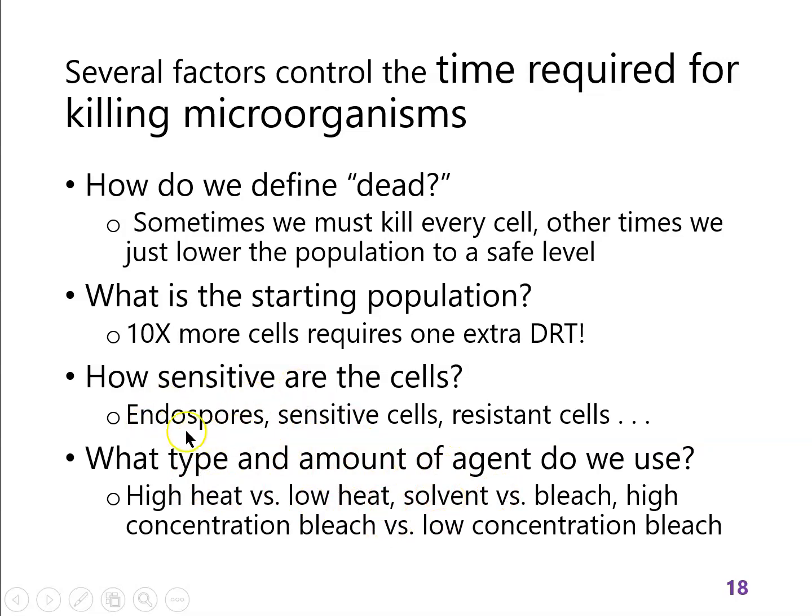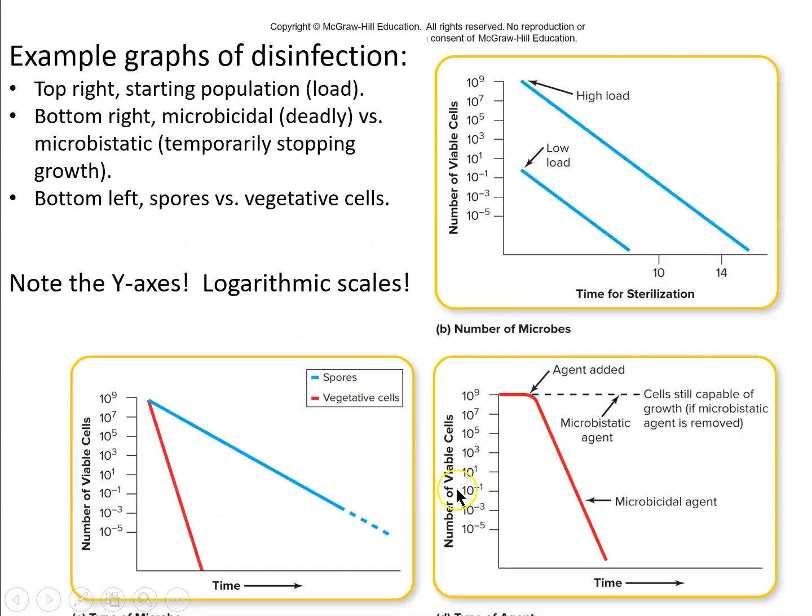So you could imagine endospores are not very sensitive to anything. So it takes longer and more severe treatments to remove endospores. Some cells are extremely sensitive, so it doesn't take much time at all to kill certain types of cells. So we have to think about, what are we trying to remove? If we're trying to get sterilization, we have to remove endospores. And then, what type of agent do we use?